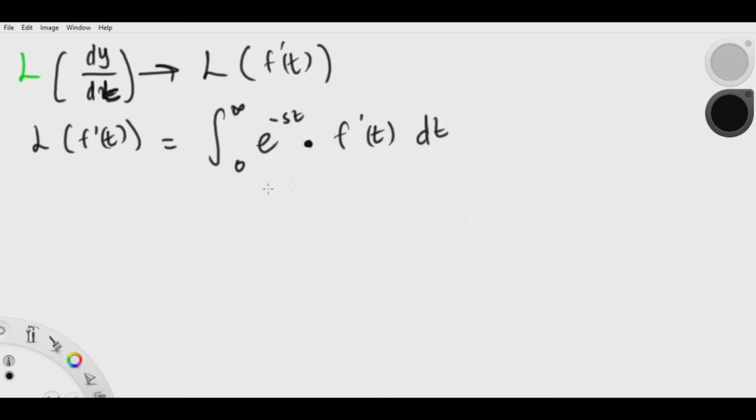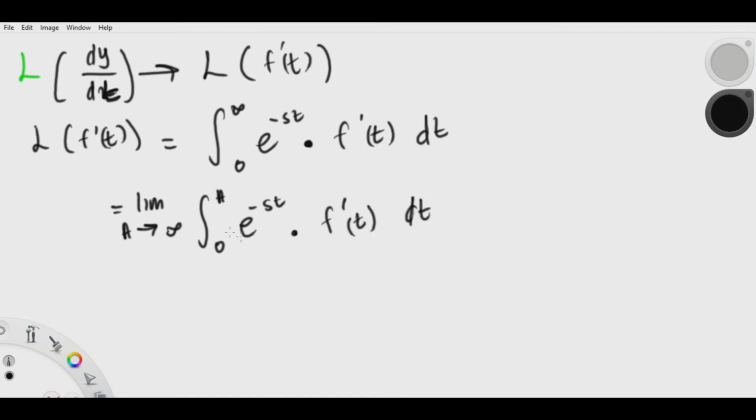Okay, now again what we're going to say is we're going to set the limit. We're going to call it a, goes all the way to infinity. You can call it whatever, you can call it k, you can call it z, you can call it n, it doesn't really matter. So we're going to replace that with the integral from 0 to a of e minus st multiplied by f dash t dt.